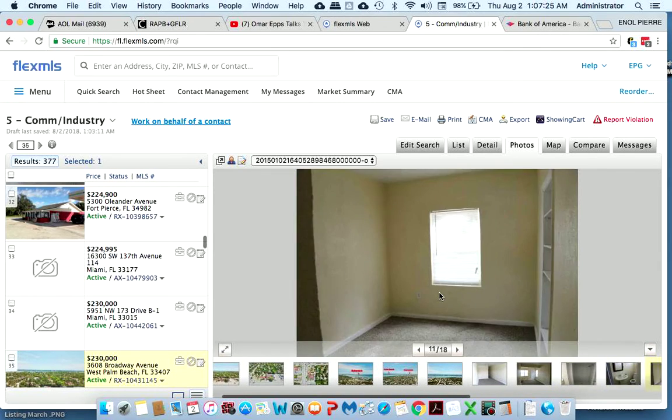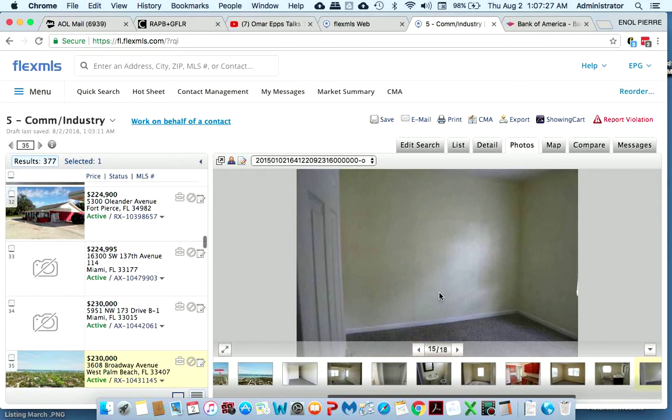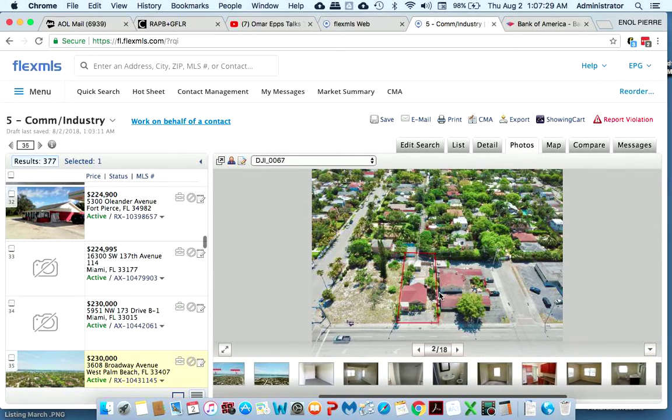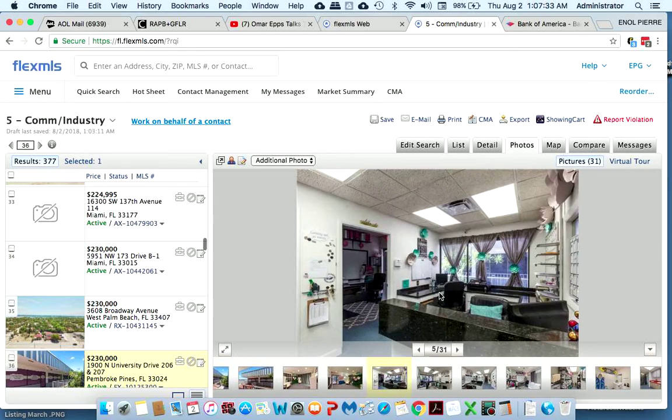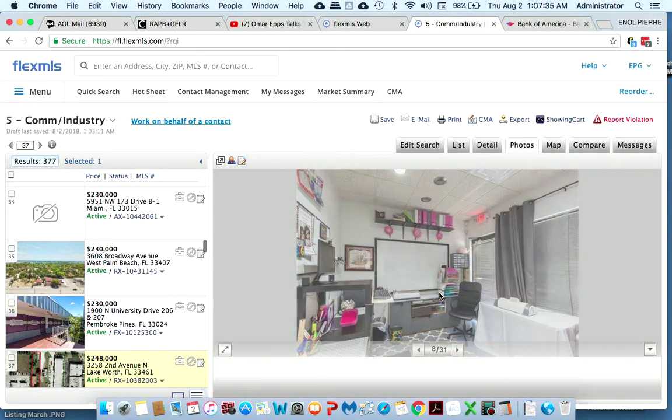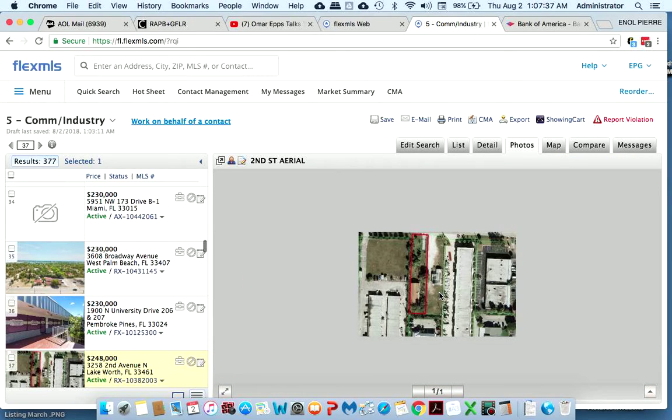I don't know what this is. This is some kind of unit, some kind of house type of deal. Not something that my clients are looking for. Definitely not looking for something like this. They're not looking for something like that. Let's see what this is.